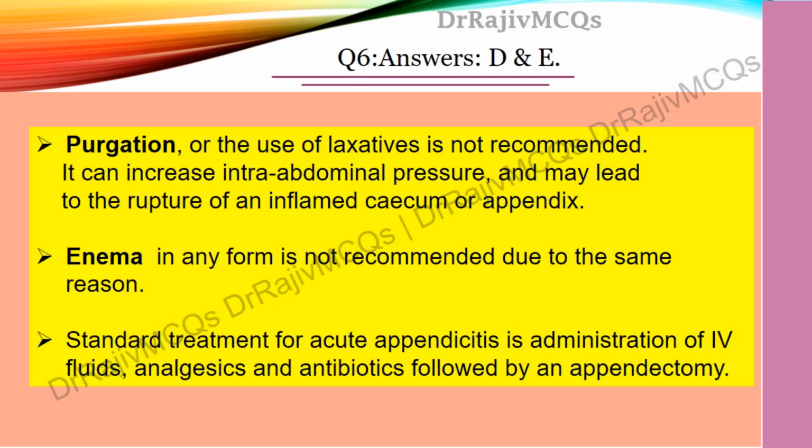Historically, barium enemas were sometimes used diagnostically to identify appendicitis by showing a non-filling appendix. But this practice has now been replaced by more accurate and safer imaging techniques such as ultrasound and CT scans. The standard treatment for acute appendicitis is administration of IV fluids, analgesics, and antibiotics to reduce pain, infection, and inflammation, followed by an appendectomy.